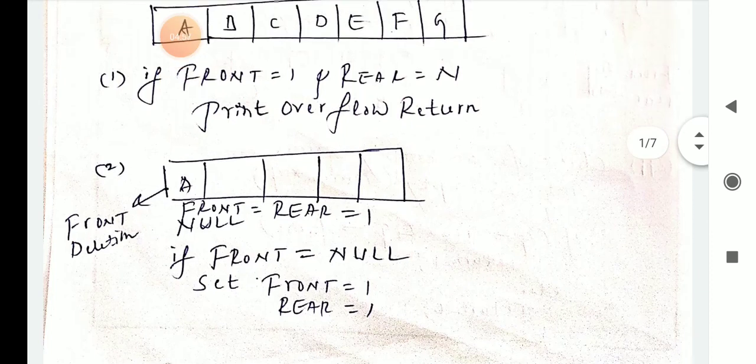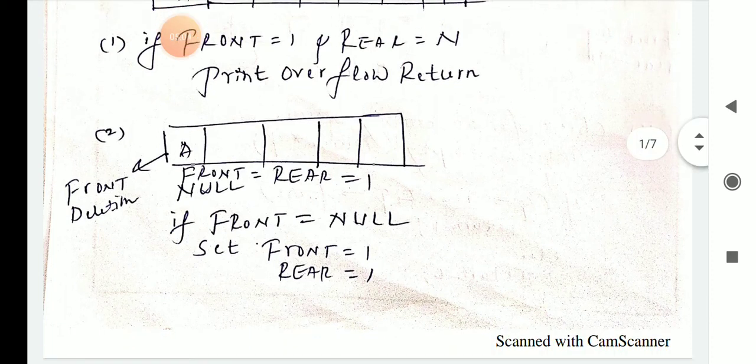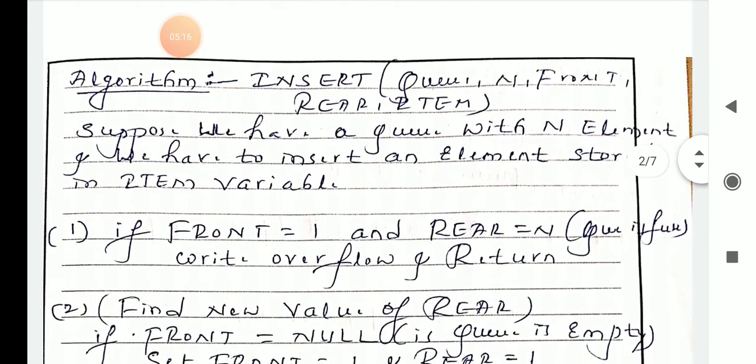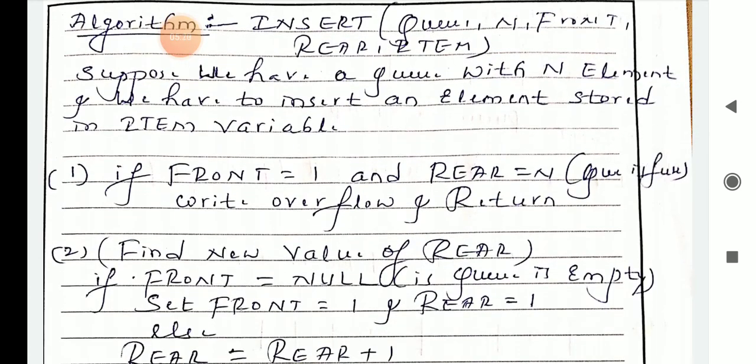So the first condition is: if front is equal to 1 and rear is equal to n, print overflow and return. The second is the null condition, where one is null and the other is some value: if front is equal to null, set front equal to 1 and rear equal to 1. You have to write the algorithm, and by using it you can understand very easily how to write these conditions. The insertion algorithm says: insert Q, first you take the Q, comma n, front, rear and item.